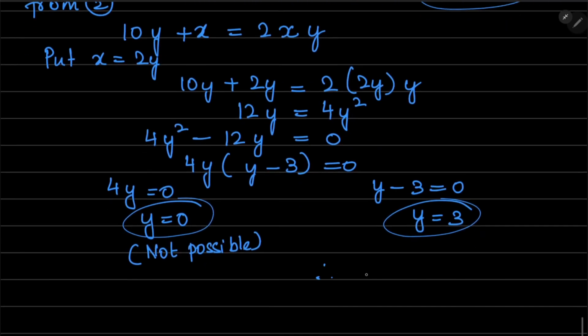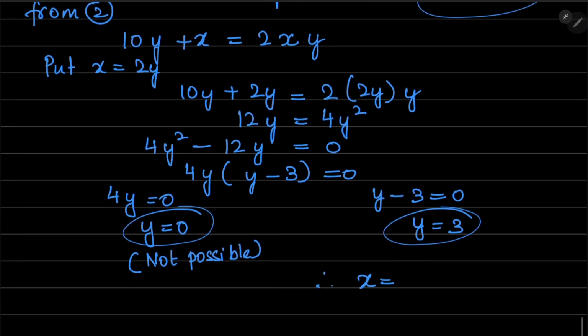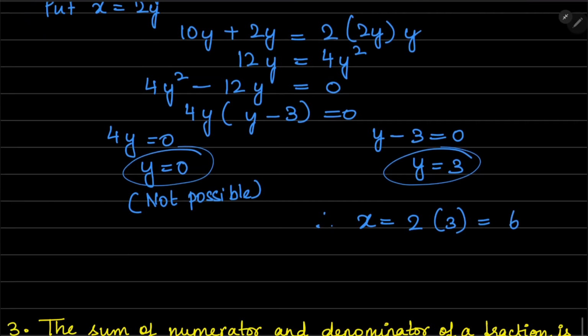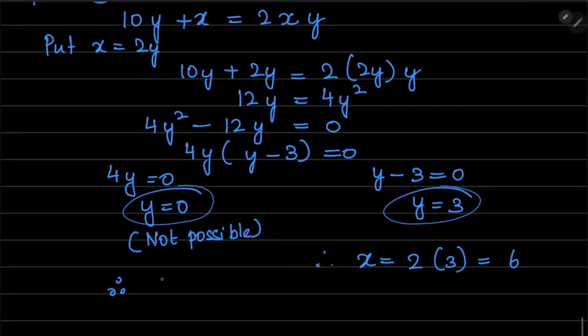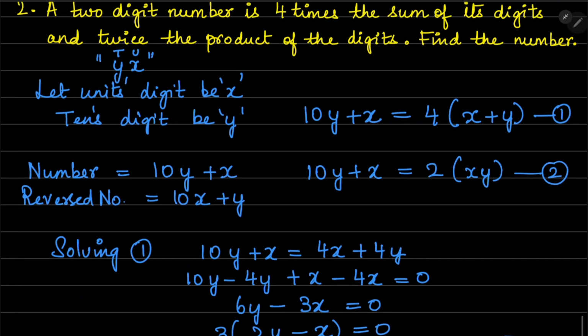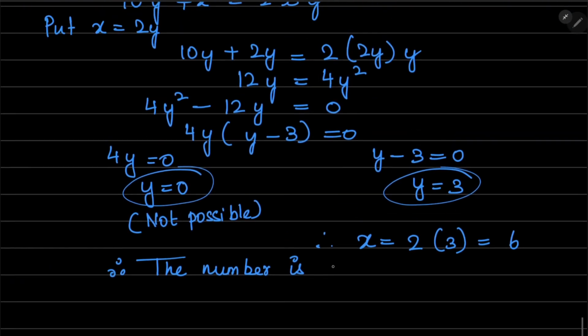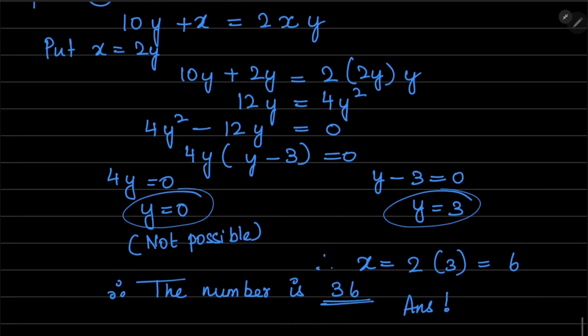Now what will be x? Therefore, x is equal to 2y. So x is equal to 2 times 3, which is nothing but 6. Therefore, what is our 2-digit number? What is the number that we originally assumed? It is yx. So the number is, what is y? 3. What is x? 6. So 36 is your final answer. Okay, so this is how you have to do it step by step.